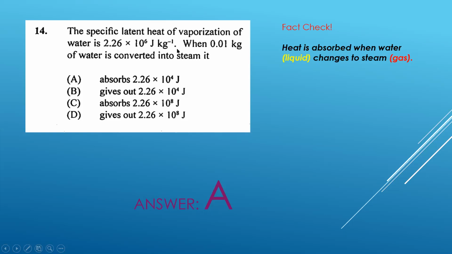And therefore, the amount of energy that is required for this amount of water should be this value divided by 100. So if you divide this by 100, you get 2.26 times 10 to the fourth. All right, because 100 is 10 squared. 10 to the 6 divided by 10 squared should give you 10 to the fourth.